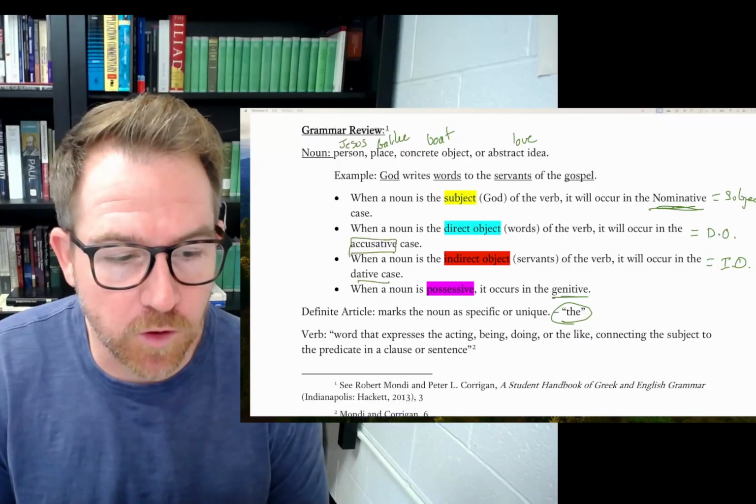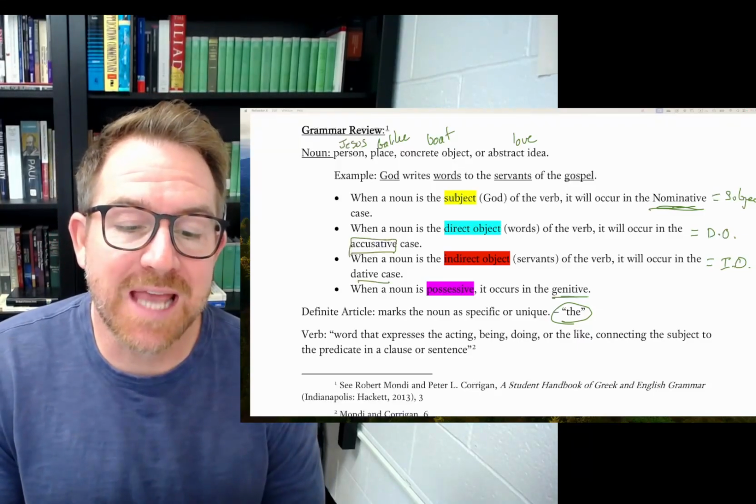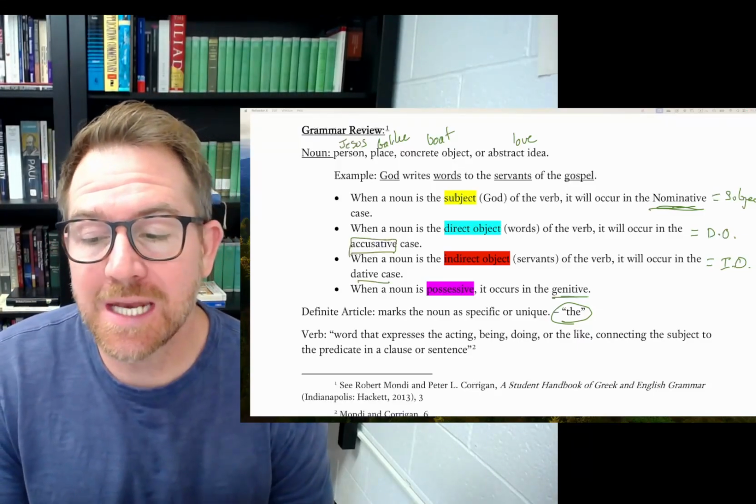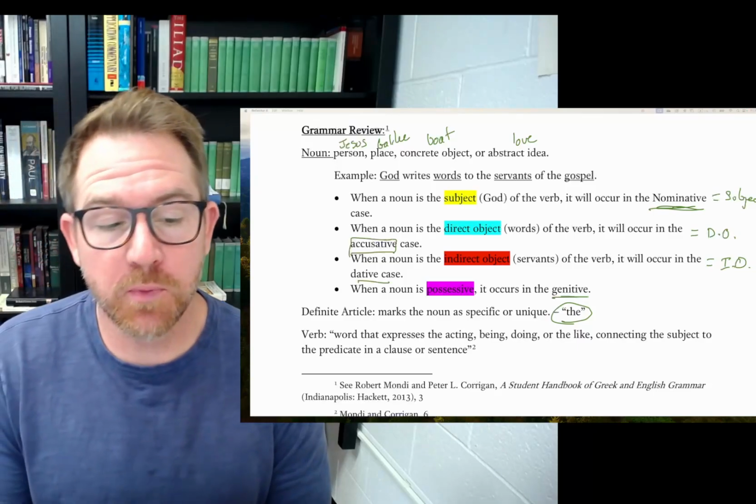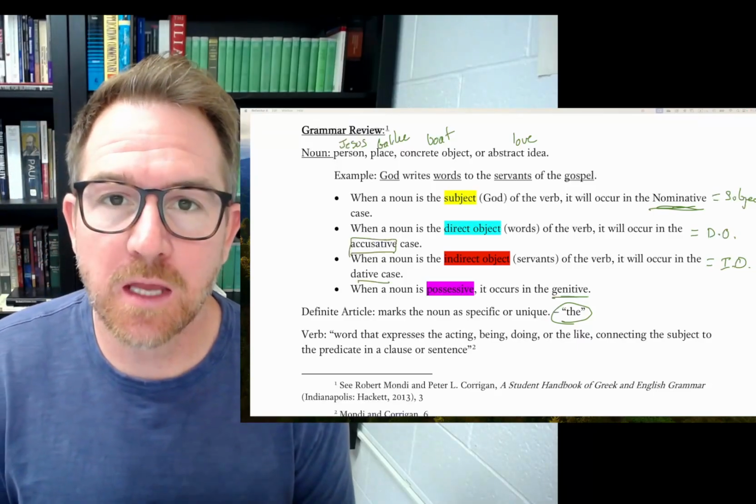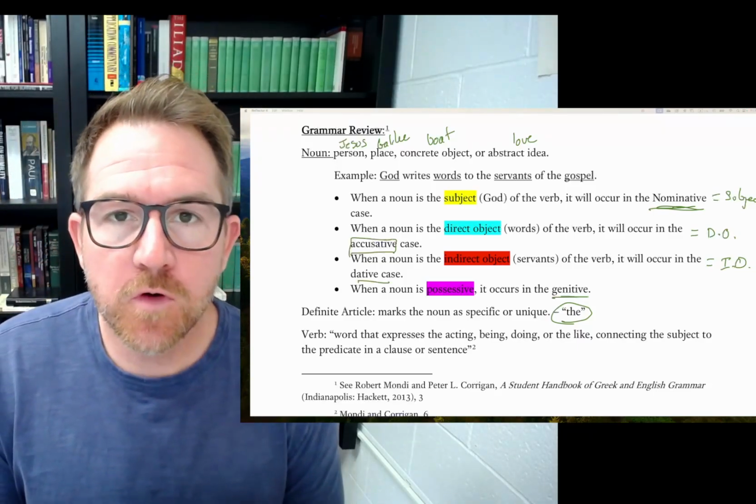A verb, what is a verb? A verb is a word that expresses acting, being, doing, or the like, connecting the subject to the predicate in a clause or sentence. Okay, Tyler, what does that mean? A verb is where the action is.